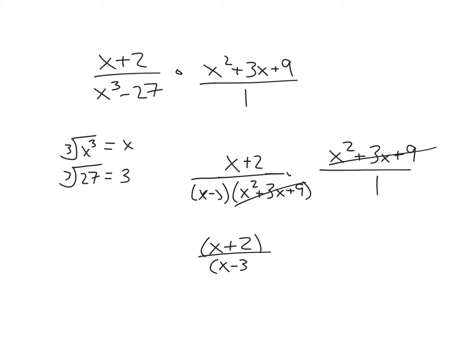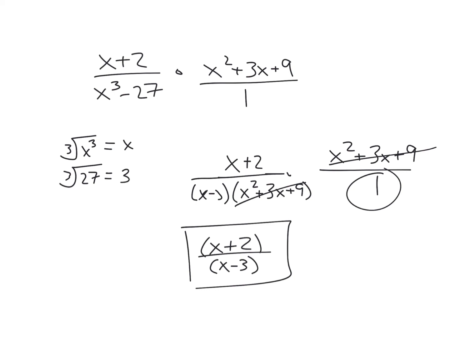And yeah, there is a 1 right here, but the 1 doesn't do anything mathematically for the problem because you're just multiplying by 1. So you just leave it off, okay? And so there you go. That right there is how we are going to be multiplying rational expressions together.